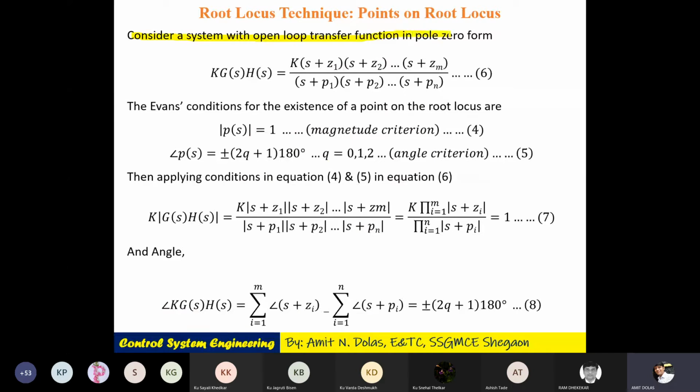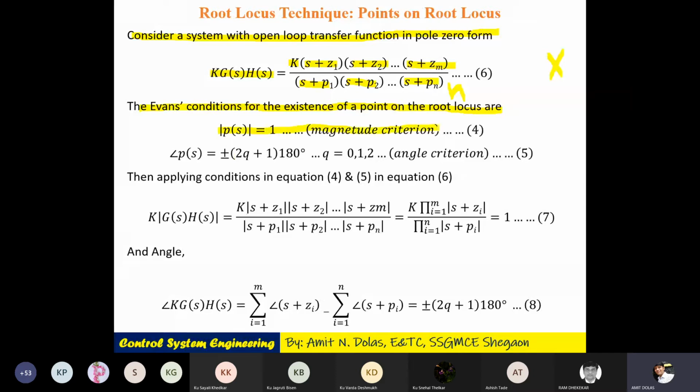Consider a system with open loop transfer function in pole-zero form. In pole-zero form you know the gain, then the zeros in product form up to m, so m number of zeros are there, divided by the poles, s plus p1 into s plus p2 and so on up to s plus pn. N is the order of poles. The Evans condition is for the existence of a point on the root locus. Point on the root locus means if we take any point, whether that point lies on the root locus or not, that we have to calculate.